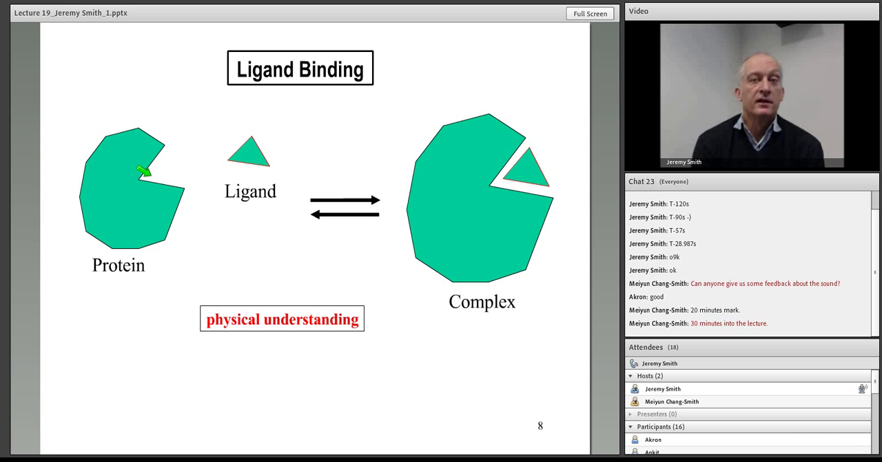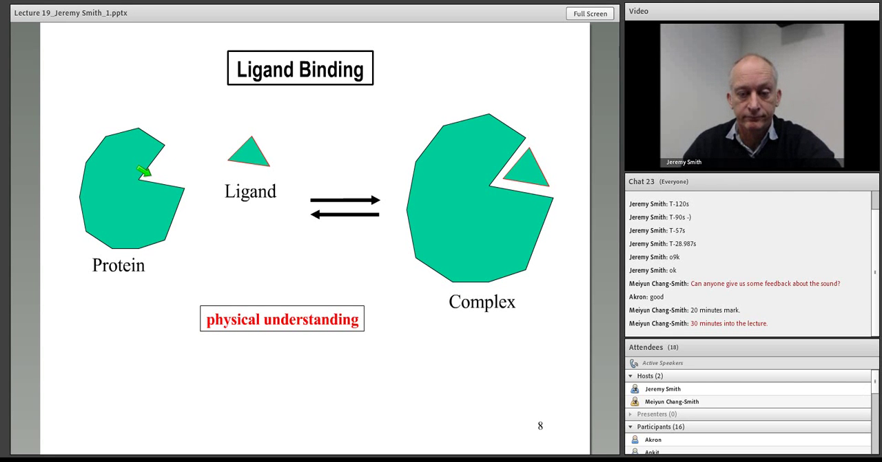But also ligands binding to proteins, those are drugs. Most drugs are small molecules that have been designed to block, inhibit, or affect the action of a protein. So we need to understand that. I'll give you an example of how neutrons can help to understand the thermodynamics of ligand binding now.